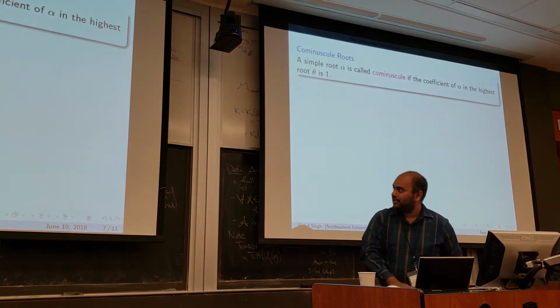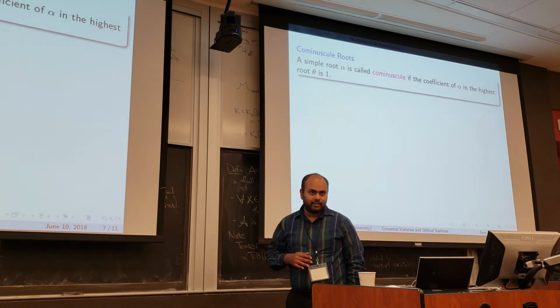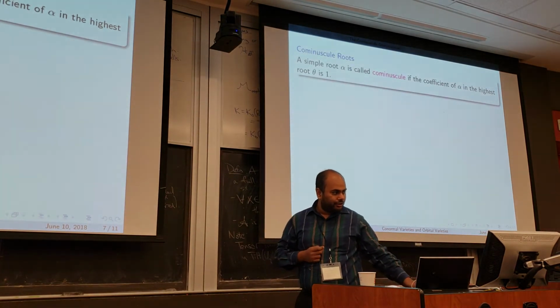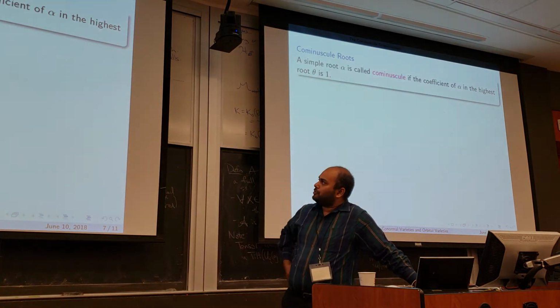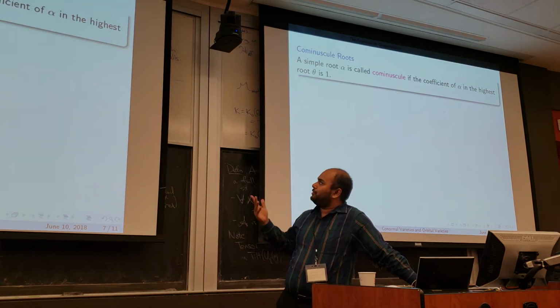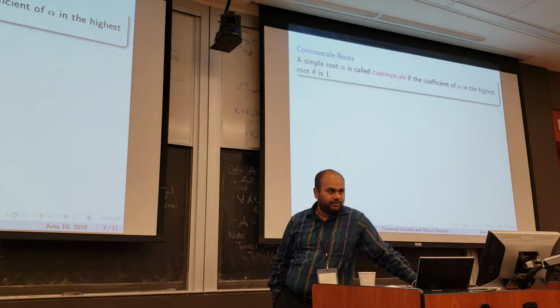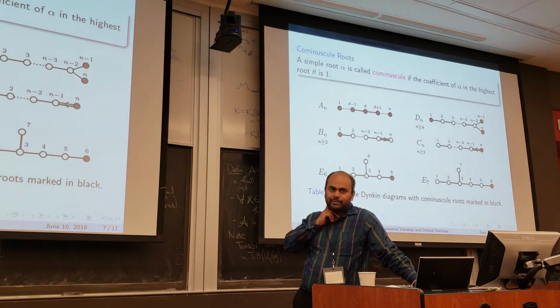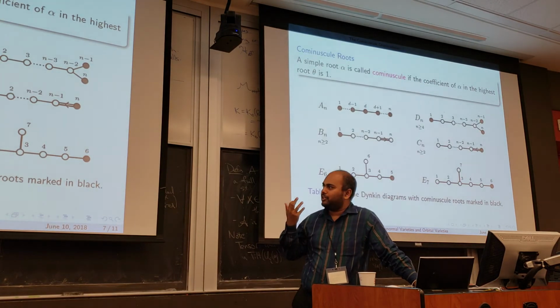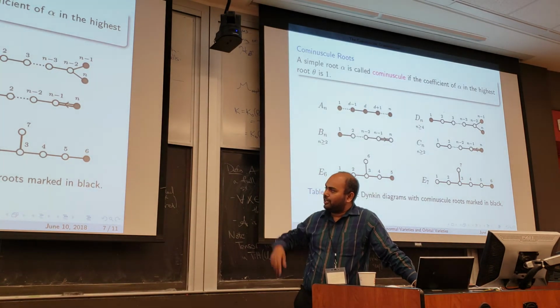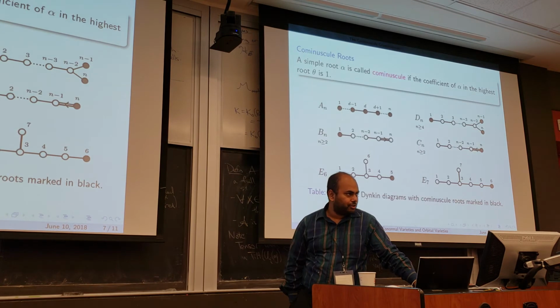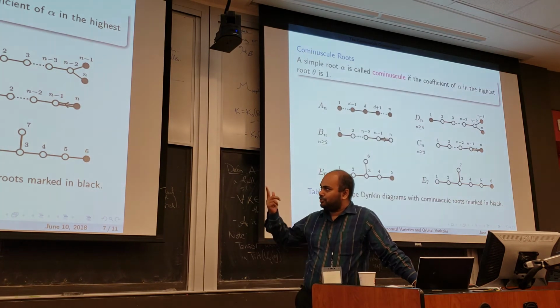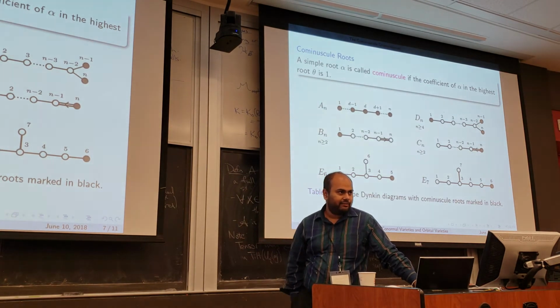Okay, just as an aside, because now I'm going to make some technical restrictions on the next half of the talk. A simple root is called co-minuscule if the coefficient of alpha in the highest root is 1. And I'll just draw you all the ones. These are all the finite type Dynkin diagrams that admit co-minuscule roots, and the ones I dotted out are exactly the ones which are co-minuscule. So in type A, all of the roots are co-minuscule, but otherwise you hardly ever get anything.